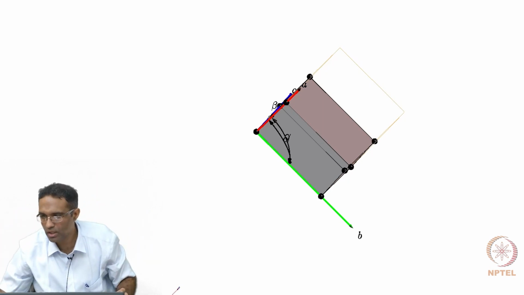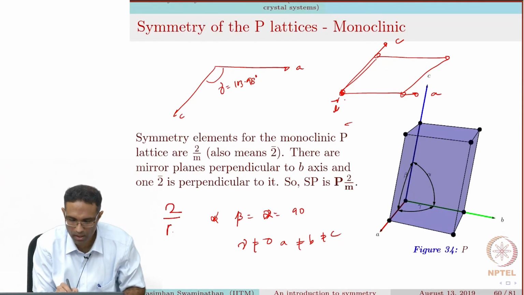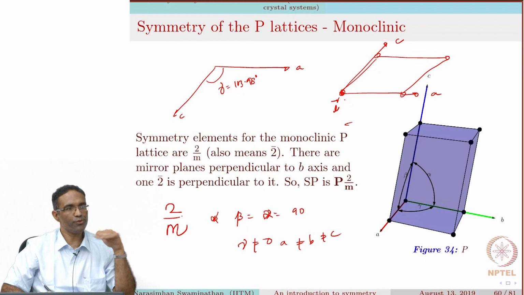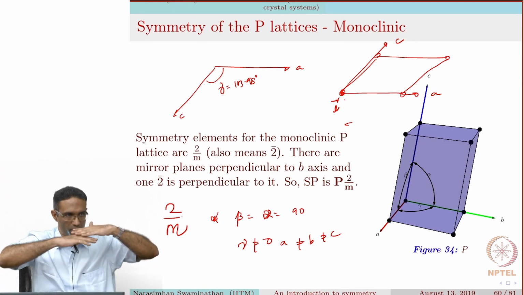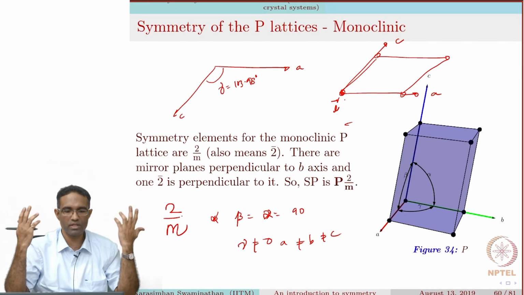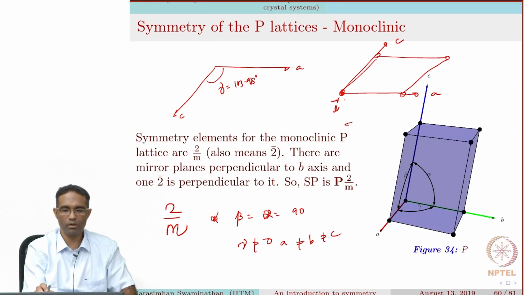So the space group for this thing is 2 over m. Okay, two-fold rotation and a mirror, right? If you put 2 over m, it means there is a two-fold rotation, and perpendicular to that there is a mirror. Remember one of the rules that we just studied. It means there are mirror planes perpendicular to the B axis, and 2 is perpendicular to it.